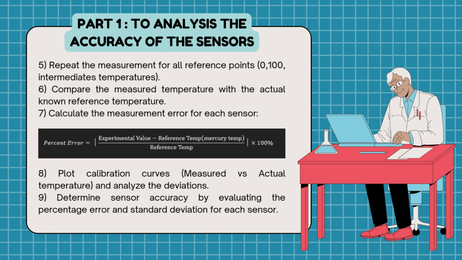Next, plot the calibration curves, measured versus actual temperature, and analyze the deviations. After that, determine the sensor accuracy by evaluating the percentage error and standard deviation for every sensor.